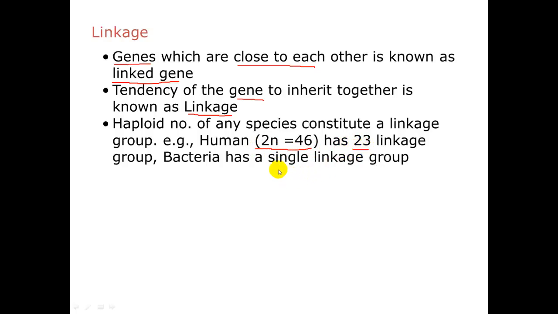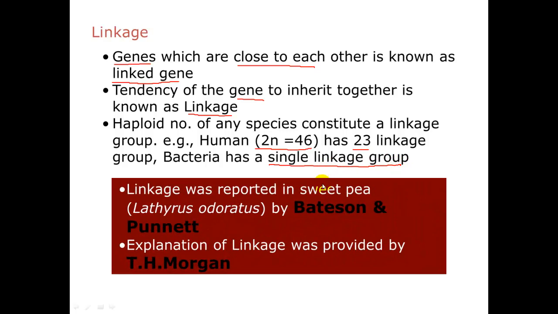Bacteria has a single chromosome, right? Single circular chromosome. That's why we have a single linkage group. As far as linkage is concerned, first of all, it was reported by Bateson and Punnett when they were trying to repeat the experiment of Mendel, but for a change they took sweet pea instead of garden pea. And later on, the explanation for the linkage was provided by Morgan. So we will discuss both experiments, Bateson and Punnett as well as Morgan, right?